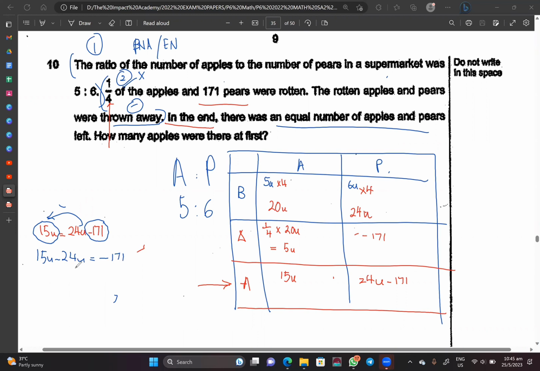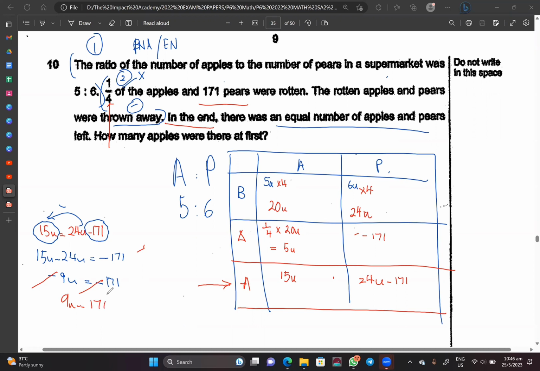Okay, what is 15 units minus 24 units? A lot of students will be like, what? How can you do 15 minus 24 units? Relax, watch. You just put minus 9 units first, it's equal to minus 171. The beautiful thing about math is that when both sides have the same thing, you can cancel it away. So what I can do over here is cancel away the negative sign. My negatives are gone. So what we can say confidently is that 9 units is equal to 171.